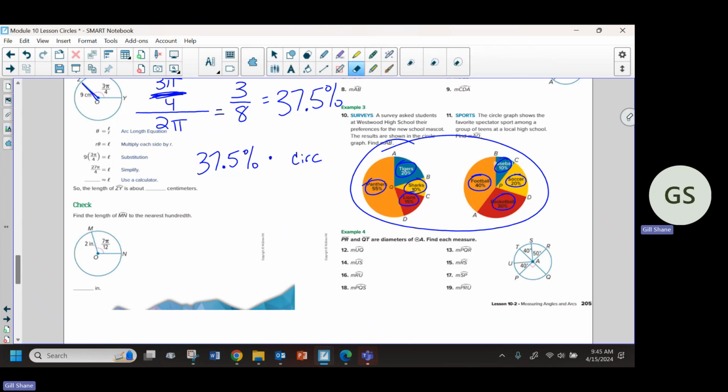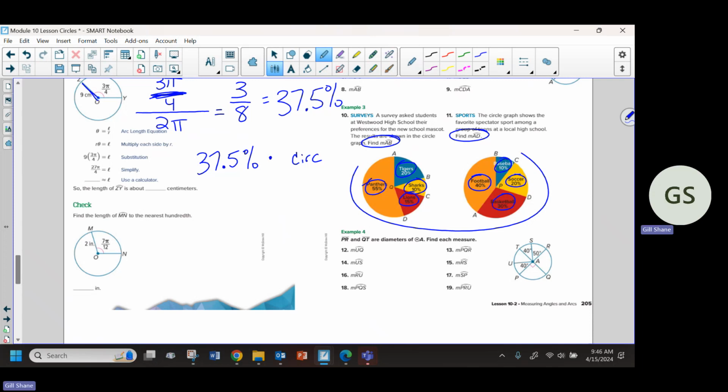So let's talk about that. These do not say length. They just say find arc AD, find arc AB. That just means degrees. I don't care if you, well, you couldn't find length anyway. There's no diameter and there's no radius. So that should be your first clue. There's no way to find the circumference.